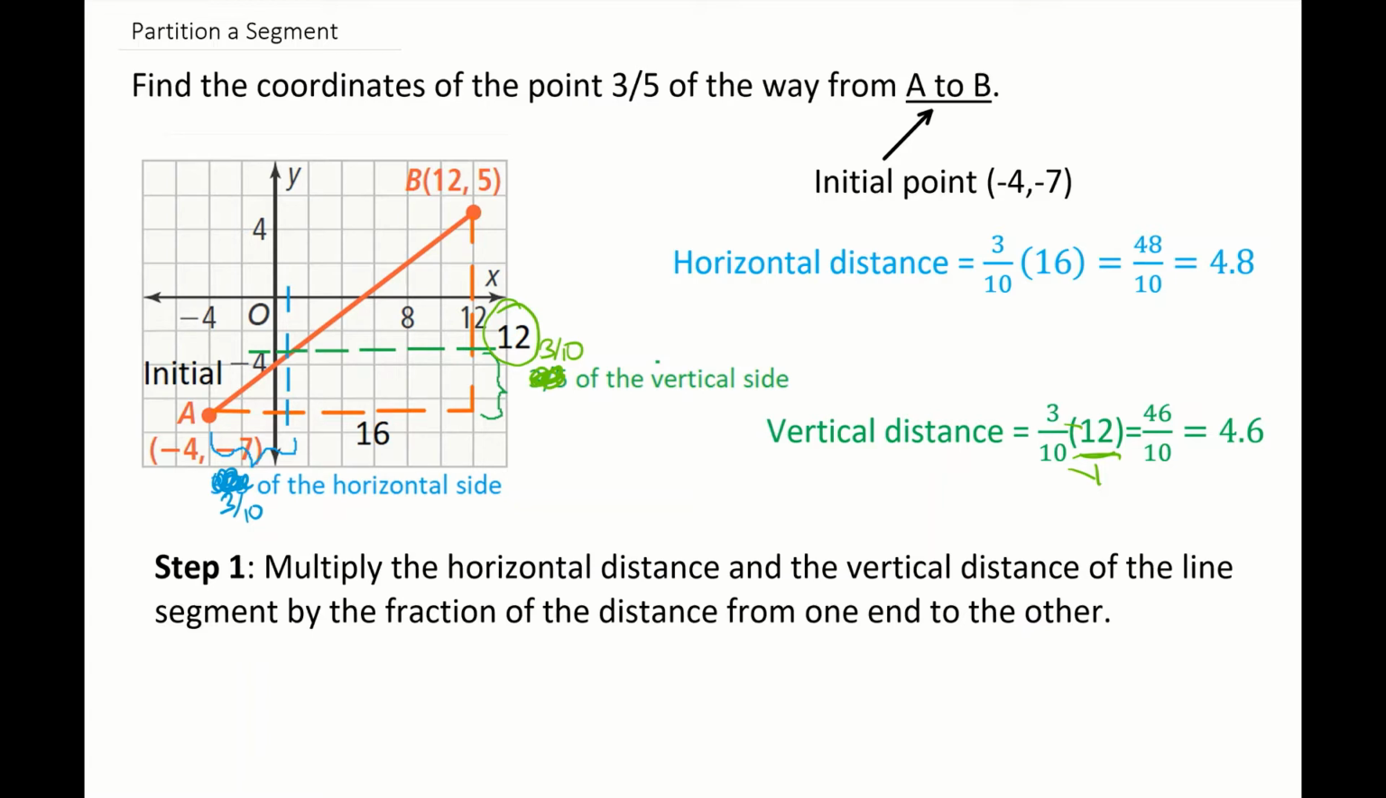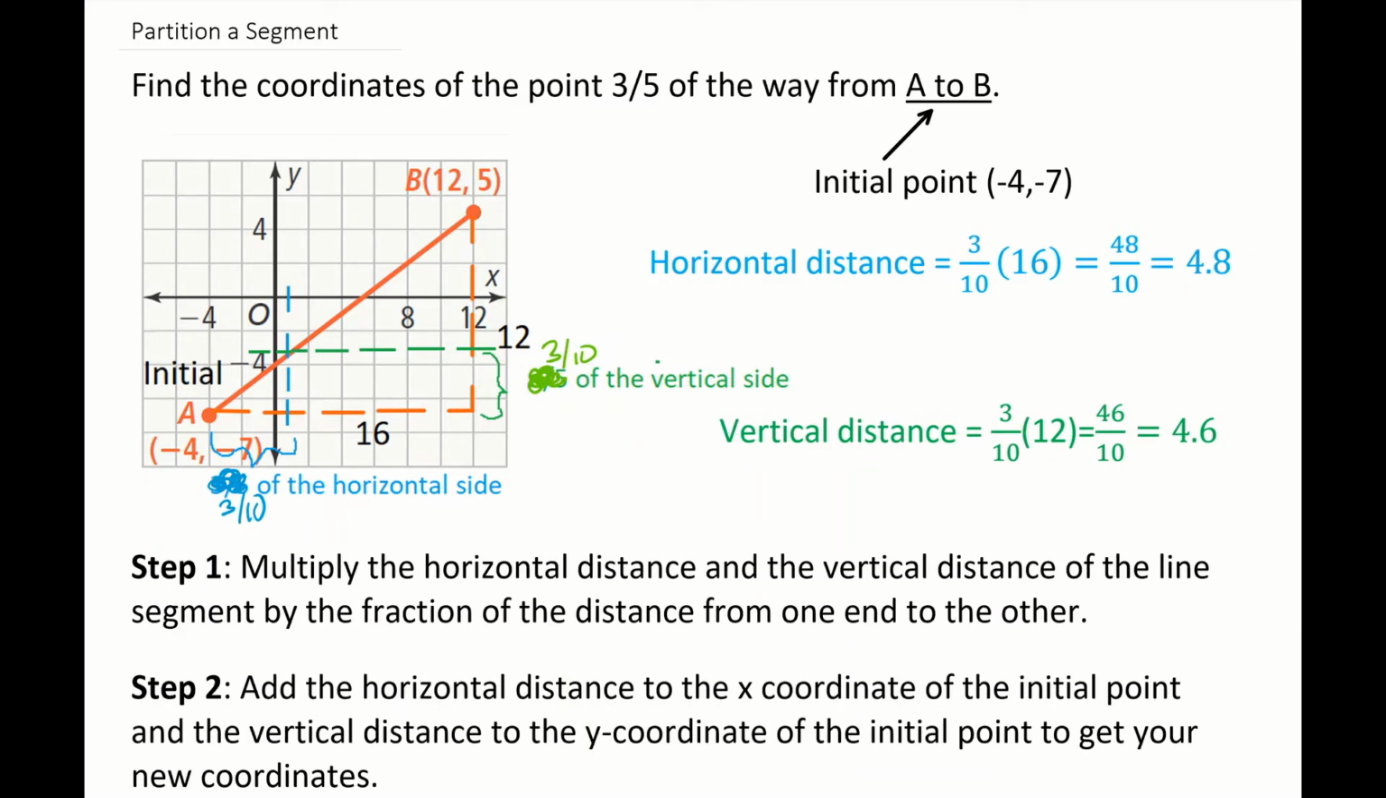Okay, so that's step one. Step one was pretty lengthy, but I wanted to combine it into just 2 steps, even though the steps can be a lot. So step 2 is, now that we have those distances, we're going to add the horizontal distance, the one that we found, 4.8, to the x coordinate of the initial point. The initial point is right here. This is the x coordinate of my initial point. And then we're going to add the vertical distance, which is this here, to the y coordinate of the initial point.